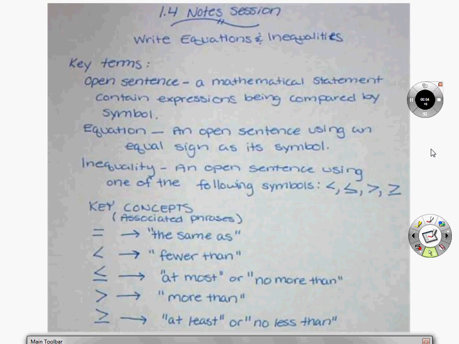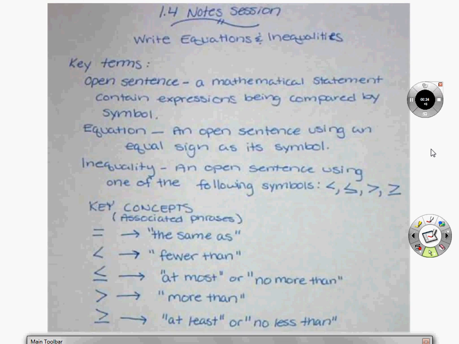Okay, so today our lesson is 1.4 note session. We're going to learn how to write equations and inequalities. There are three terms that you guys need to understand first before we can go any further: you have to understand what an open sentence is, an equation, and an inequality. I think you guys are pretty familiar with equations and inequalities.